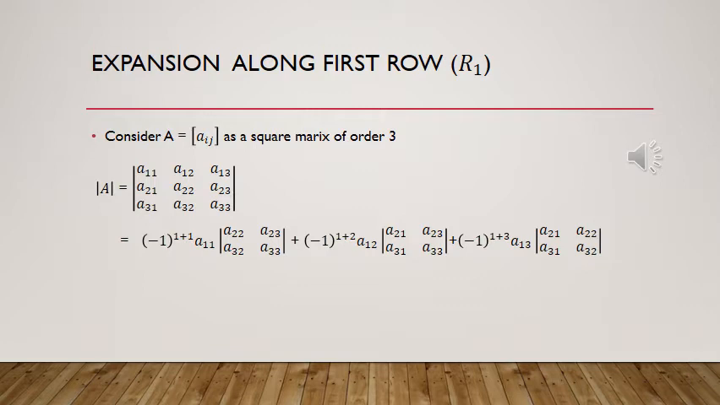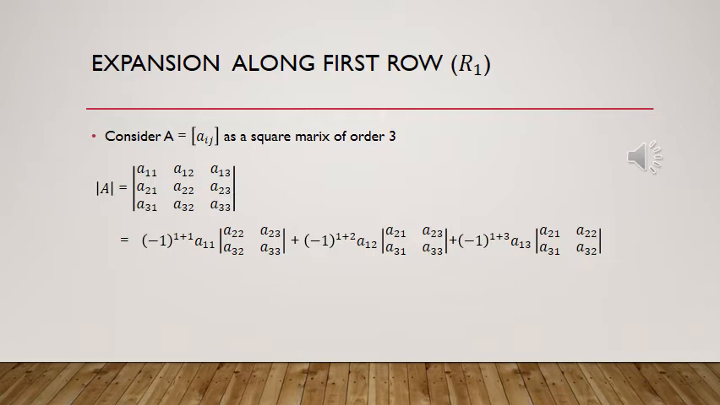Then plus second element A12 multiplied by negative 1 raised to the sum of the suffixes 1 plus 2, multiplied by the determinant obtained by deleting the second column and the first row where A12 lies. So negative 1 raised to 1 plus 2 into A12 multiplied by A21, A23, A31, A33, plus the process continues.